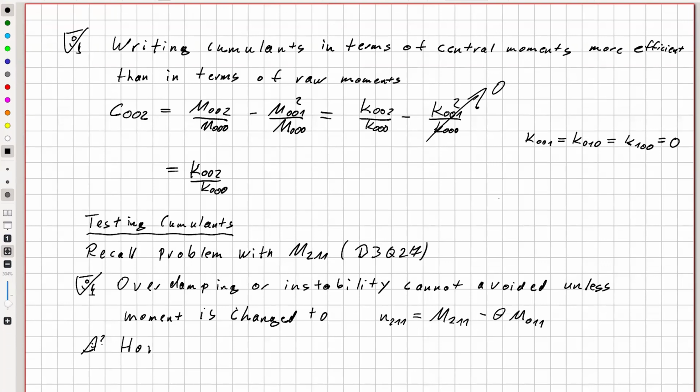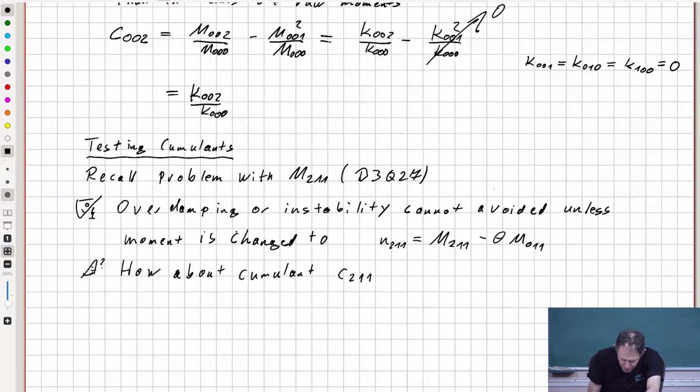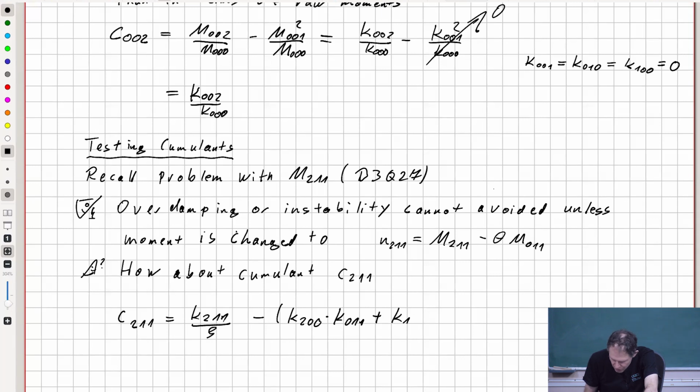Cumulants are, of course, more complicated, and this was also only one specific problem. But let's see. So how about the cumulant C211? The cumulant C211 can be written as K211 divided by rho, minus K200 times K011, plus K110 times K101, and this into 1 over rho square.